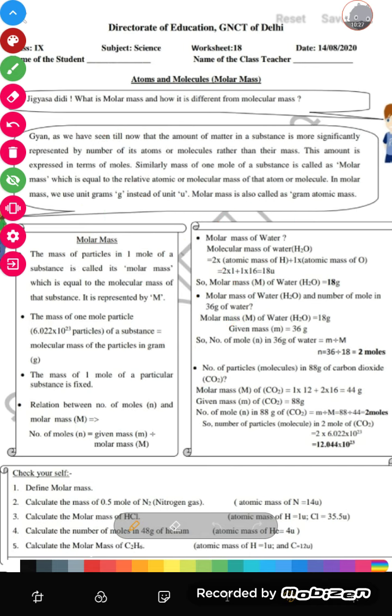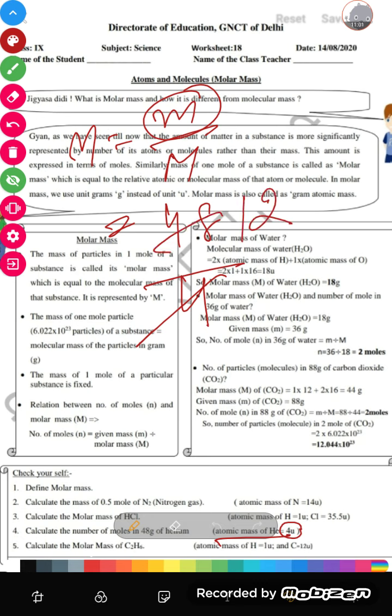Next, fourth question: calculate the number of moles in 48 gram of helium. Simple, students, very simple. You have to find out n, and you are given 48 grams, and as you know, the atomic mass of helium is 4. It is divided by 4, you will get 12 moles. Okay, this is your answer.